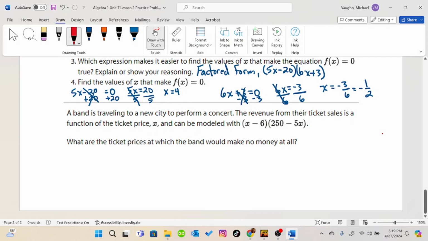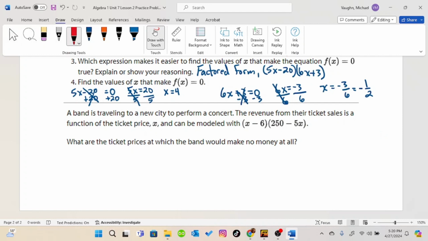A band is traveling to a new city to perform a concert. The revenue from their ticket sales is a function of the ticket price x and can be modeled with the quantity x minus 6 times the quantity 250 minus 5x. What are the ticket prices at which the band would make no money at all?